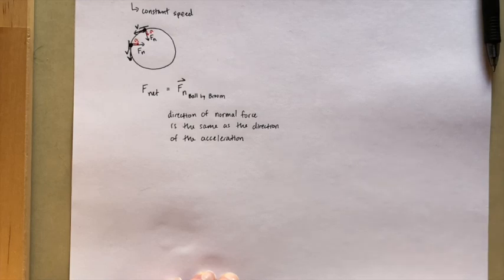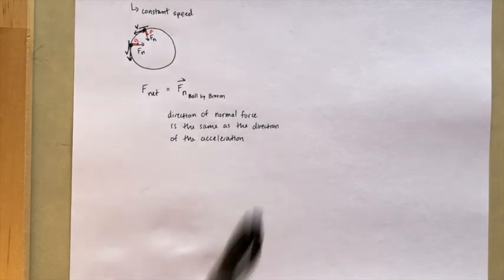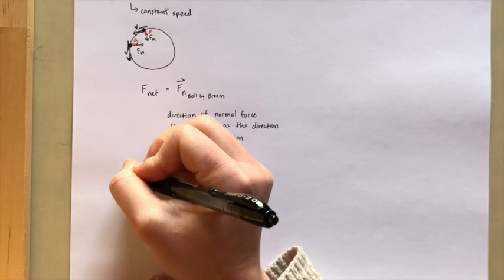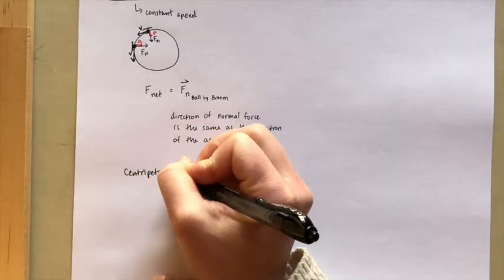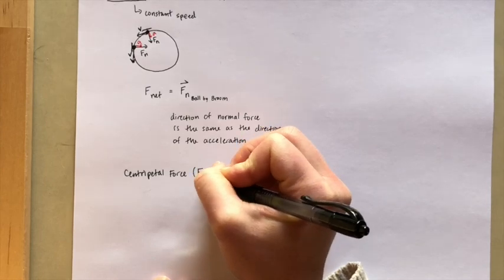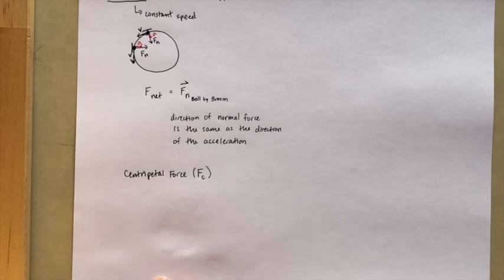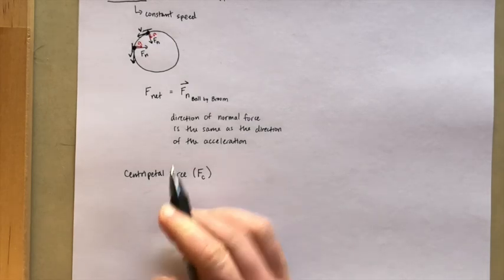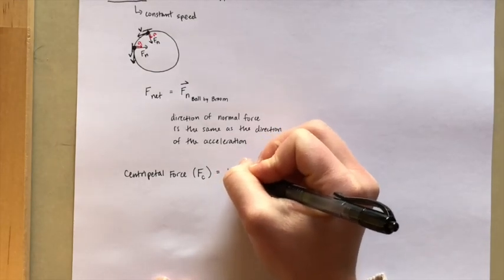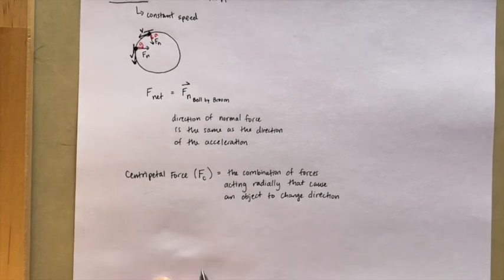Now, there's another word for the net force when we're talking about circular motion, and that is going to be a centripetal force. The symbol for centripetal force is going to be an F with a C subscript, where the C is just standing for centripetal. Now, centripetal force is actually the same thing as a net force. So the centripetal force is a combination of forces acting radially that cause an object to change direction.